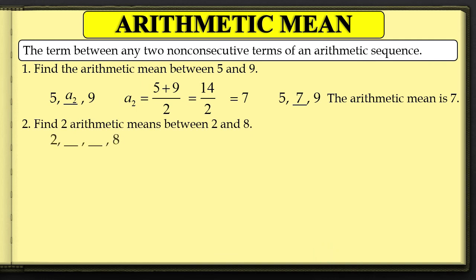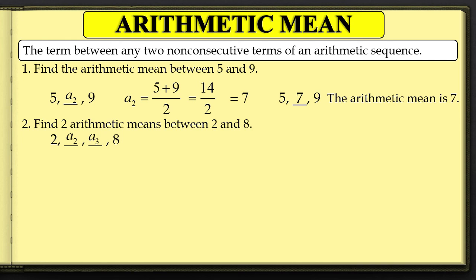In the second example, we need to find two arithmetic means between 2 and 8. Obviously, we cannot use the same method in this problem. If we use 2 as the first term, then 8 should be the fourth term because we need to look for two arithmetic means or two terms between them. Paano natin ito gagawin? Magagamit pa rin natin dito ang formula sa pag-solve ng arithmetic sequence.